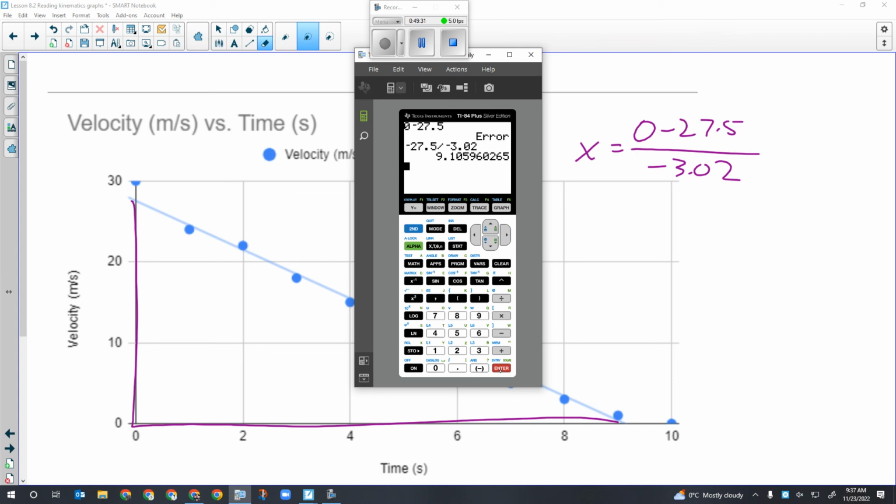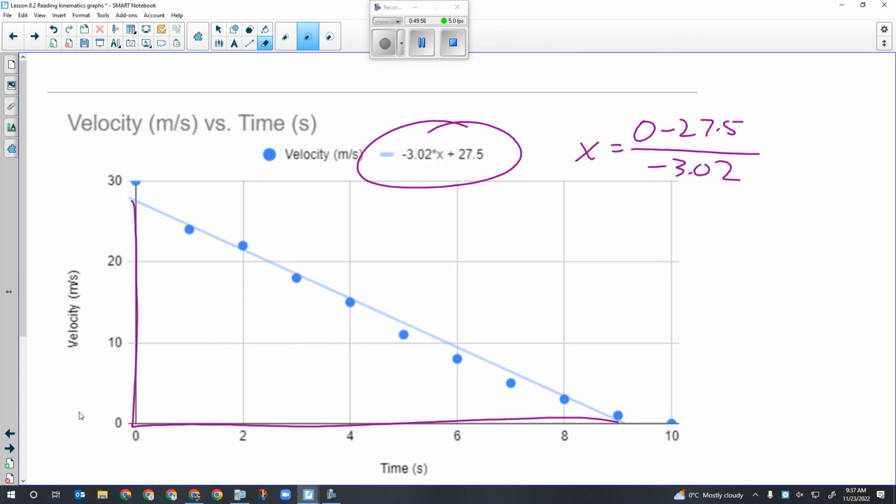Is that about right according to my graph? We said it was around 9 seconds, ends up being 9.1 seconds. And I got a positive number, is that important? Because if I get negative 9.1, what am I doing? Going back in time. If you ever get a negative value for time, you did something wrong. Or right if you're trying to go back in time. But usually we're not. So now I know that x is 9.1 seconds.